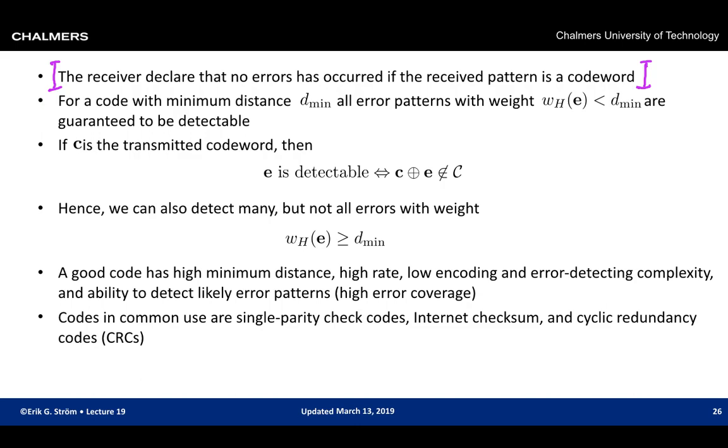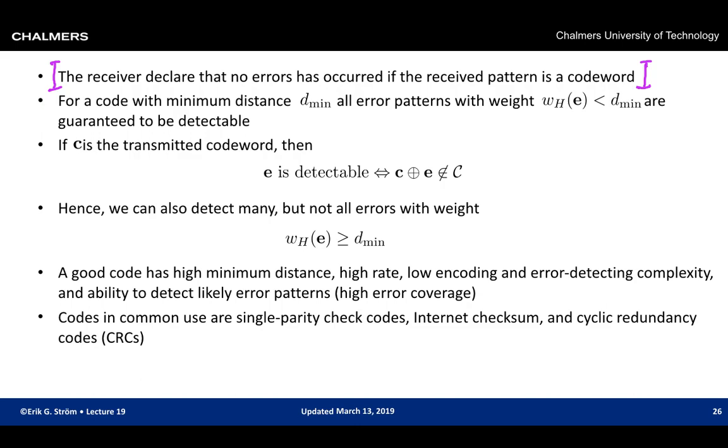However, the opposite is not true. If the received bits are a code word, we cannot infer that no errors have occurred, because what we can receive is a code word which is not the same as what we transmitted. Basically the error pattern can be so particular that it goes from one code word to another code word, and these errors are undetectable. So that's just a fact of life, I guess.